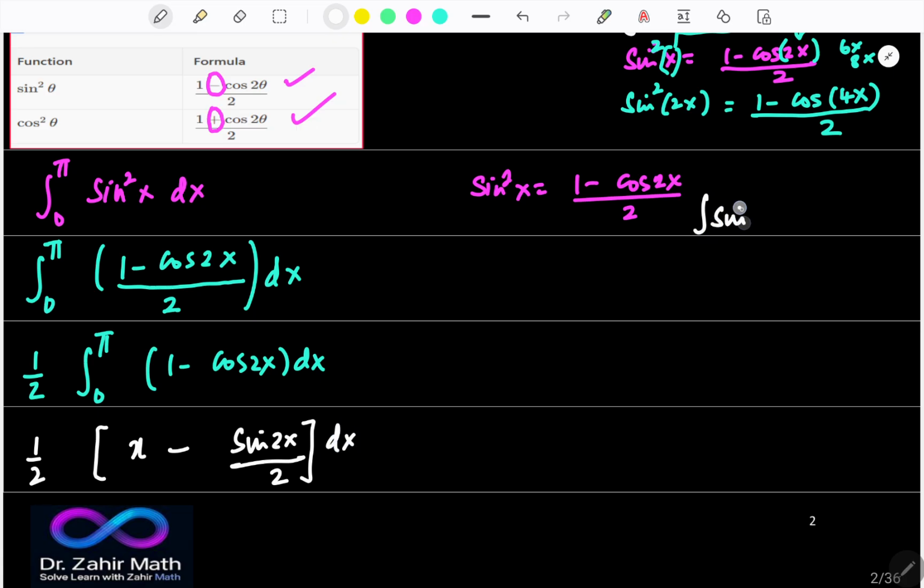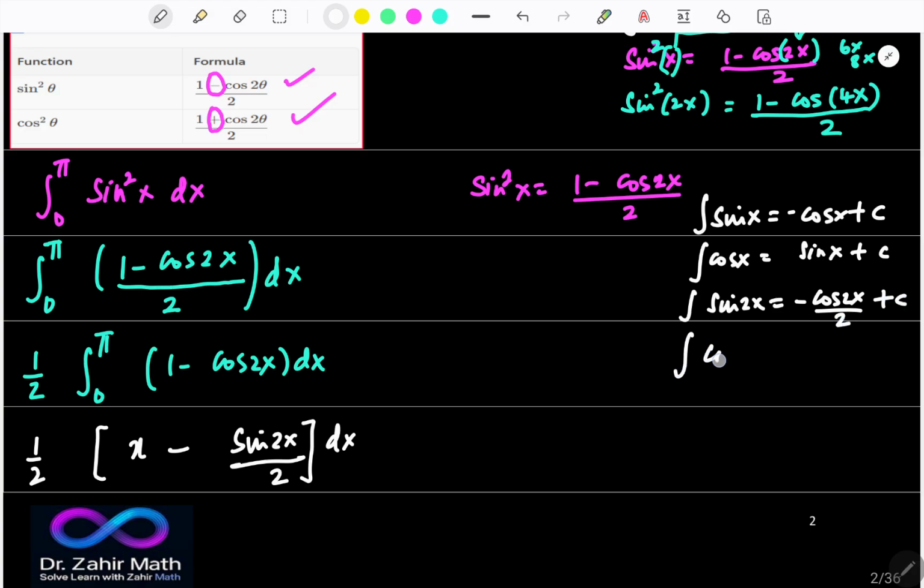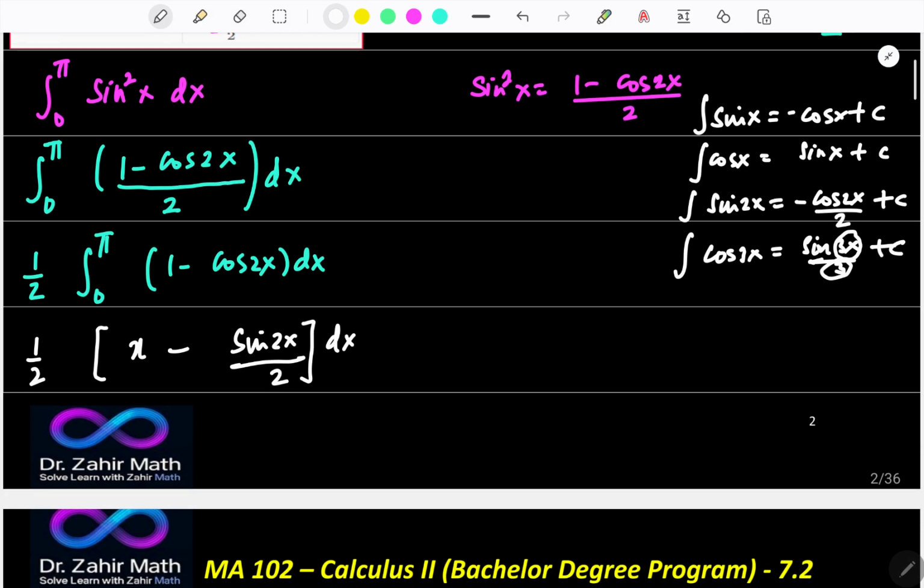Again I am telling, integral of sine x is cosine x with negative sign plus c. But integral of cosine x is sine x plus c. But if you have multiples, integral of sine 2x is negative cosine 2x divided by 2 plus c. If you have integral of cosine 3x, it is equal to sine 3x divided by 3 plus integrating constant c. The derivative of 3x, you should put it down. In derivative calculus we multiply; in integral calculus we divide.